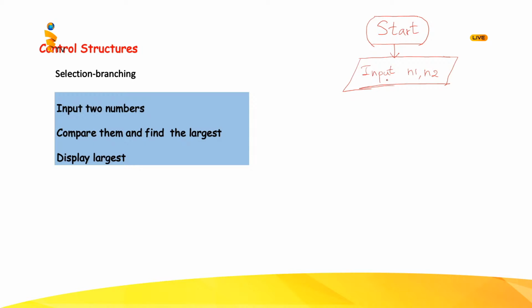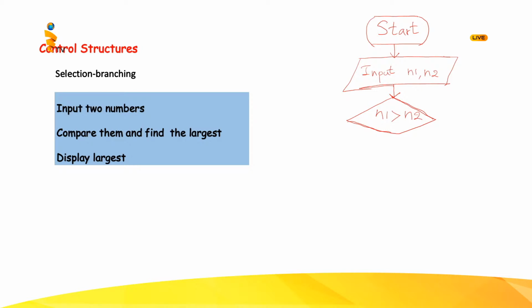Now I have to compare. How can I compare these two numbers? You know, in mathematics we can compare these two numbers using if n1 is greater than n2. Or you can use n2 is greater than n1. It doesn't matter. I have two numbers. I have to find the large number out of these two. Now I have to indicate the symbol. Can you remember the symbol? To make the decision symbol, we use a diamond shape. So a diamond shape can be used.